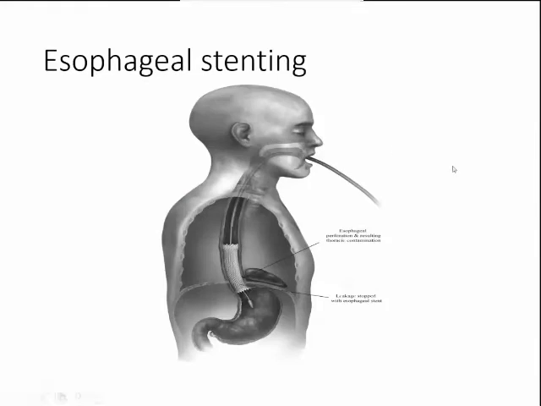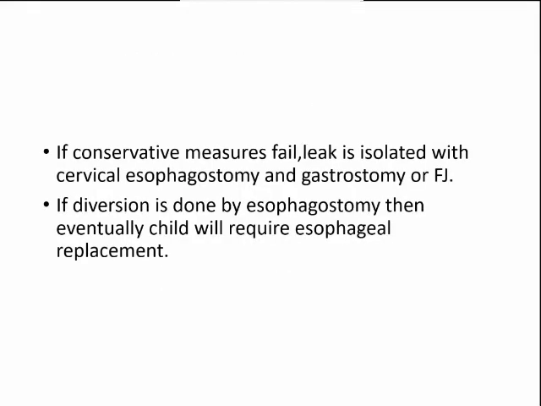So this is a picture showing endoscopy and stenting of the esophageal perforation. If conservative management fails, the leak should always be isolated. In that case, we need to divert the esophagus. So a cervical esophagostomy can be done, and also we need to do a gastrostomy or a feeding jejunostomy to maintain the nutrition of the child. Most commonly, if you divert the esophagus, the child might eventually require an esophageal replacement surgery at a later date.